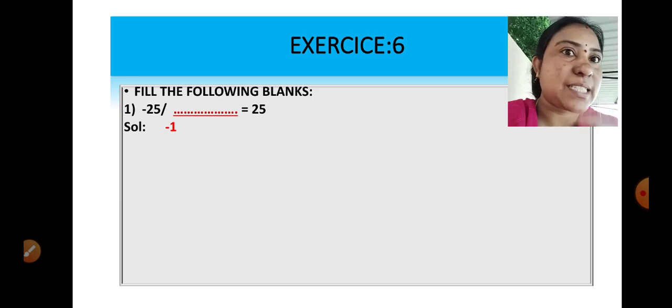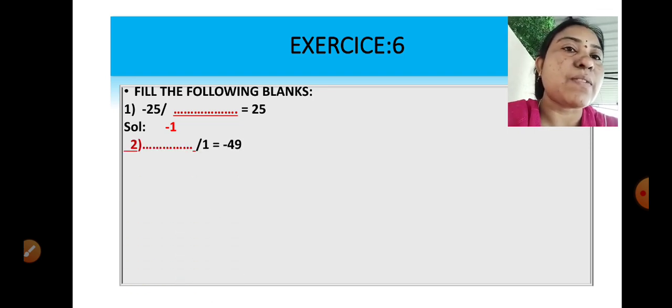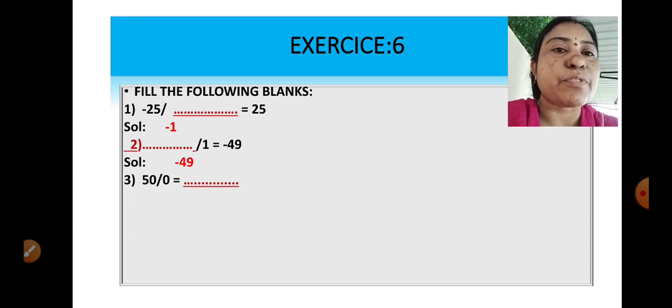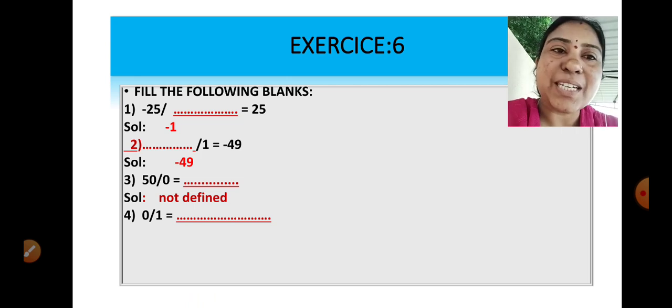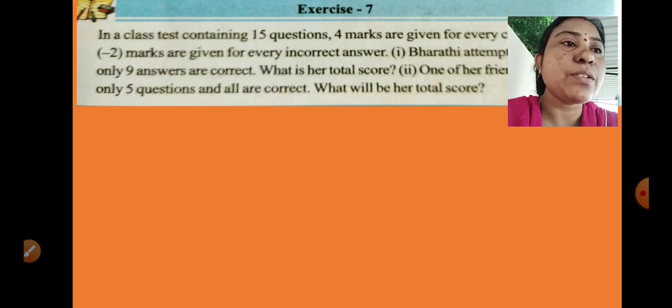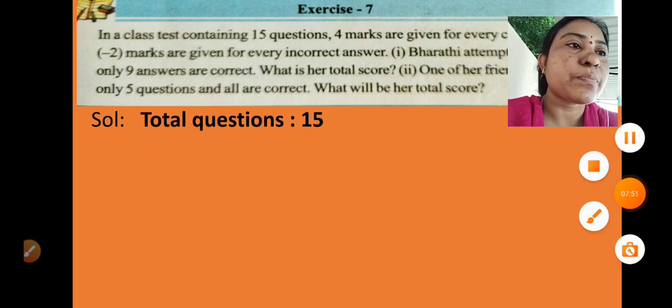Now we have only just discussed this one, right? And dash divided by 1 is equal to minus 49, means minus 49. 50 by 0 is not defined, and 0 by 1 is equal to 0. Simple. Now going to exercise 7.